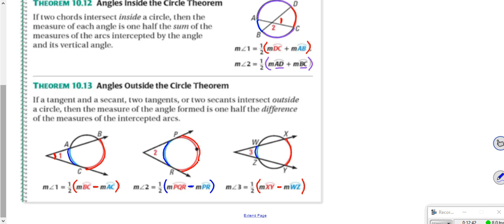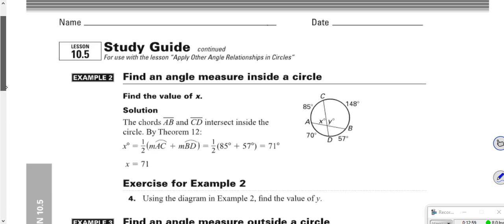Okay, so I added this page to your notes on purpose because I liked the different colors, liked what they were saying, liked that you could maybe see it a little better. So let's go forward here, the back side of your study guide. Let's look at some examples.